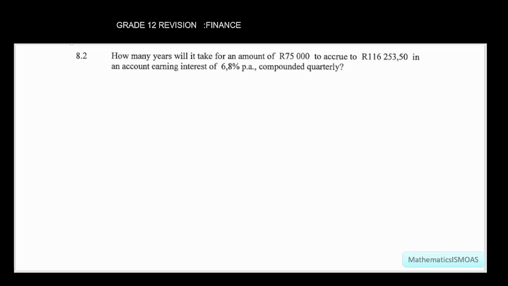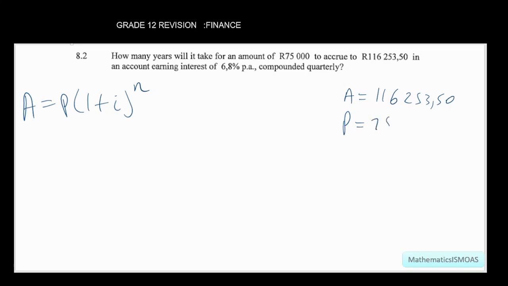Right, again, first thing, it's our formula. Here we are dealing with a compound increase. Therefore, A equals P (1 plus i) to the power n. What is it that we need to calculate here? We need to calculate the number of years. So our final amount A will be 116,253.50, and P is 75,000.